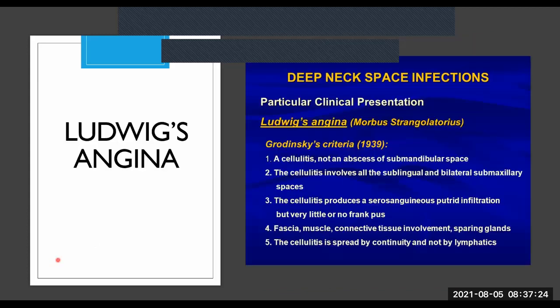Ludwig's angina. All right. Now, why I brought this one up is even though it doesn't have much to do with soft tissue X-rays, simply because we see a lot of these in pediatric patients and adult patients as well. All right. So what is Ludwig's angina? Morbus strangulatorius, which you can put as a differential diagnosis, I suppose, and confuse the hell out of the surgeon. But rather put Ludwig's angina. All right. So what is it? Number one, it's a cellulitis. Not an abscess of the submandibular space.